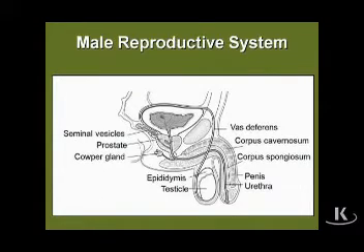So by the time sperm has entered the prostatic urethra, it has been mixed with seminal fluid secretions provided by both the seminal vesicle and the prostate. And then sperm and seminal fluid are released through the prostatic urethra, through the membranous urethra, through the penile urethra, and into the outside world.